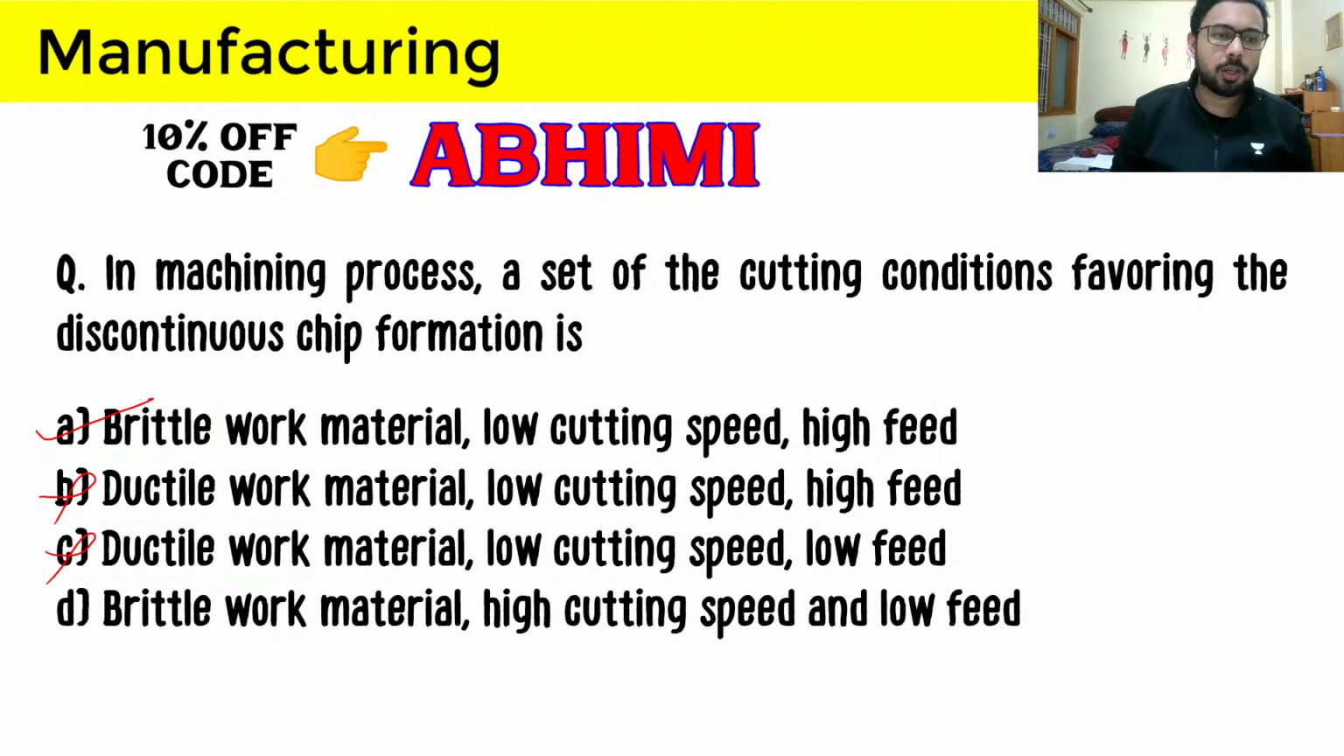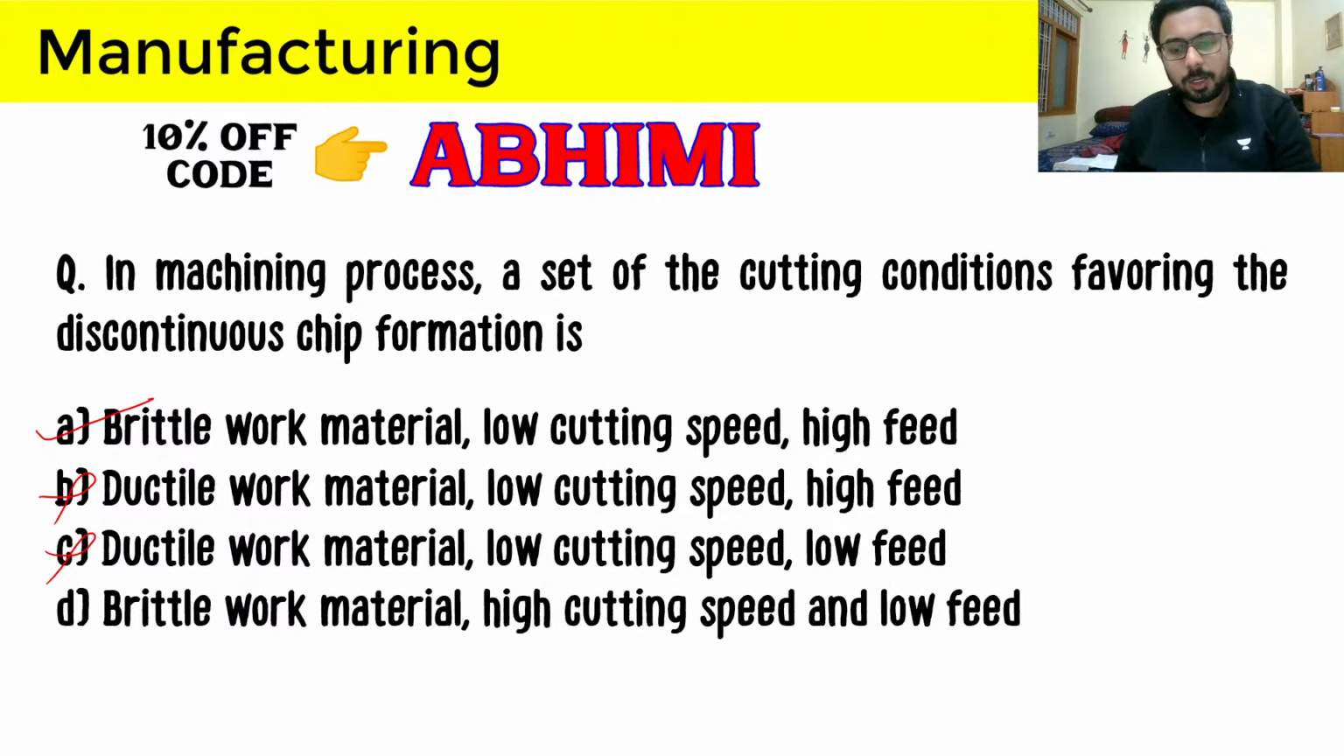There is nothing that you have to go deep into here. For the things I am already teaching you, I am making sure you understand the things which you need to understand properly. But right here we don't need to go deep, we just need to remember these conditions: work material brittle, feed large, and cutting speed low for discontinuous chips to be formed.